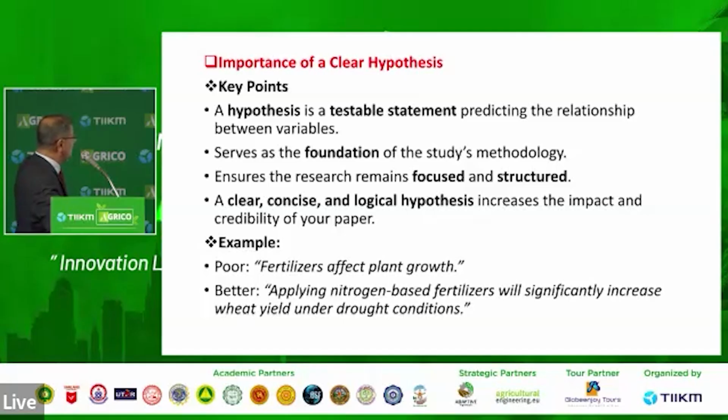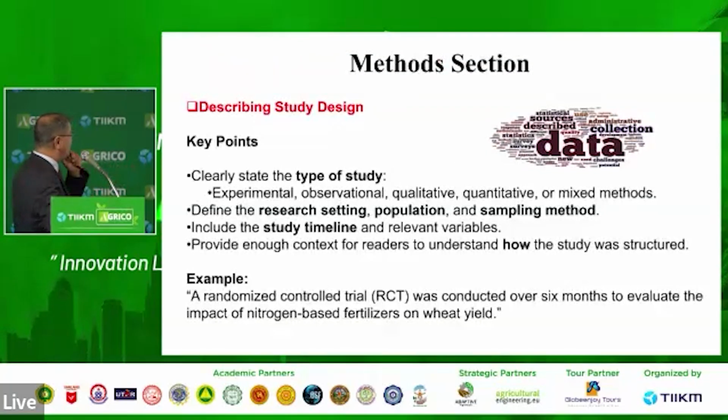The hypothesis also should be very clear, and in this case you have to use the right sentence. Like some people write a title like "fertilizer affects plant growth," while when you say "applying nitrogen-based fertilizer will significantly increase wheat yield under drought conditions," then when you read the paper, you see that you are going in the right direction.